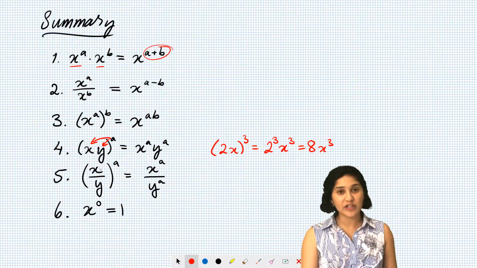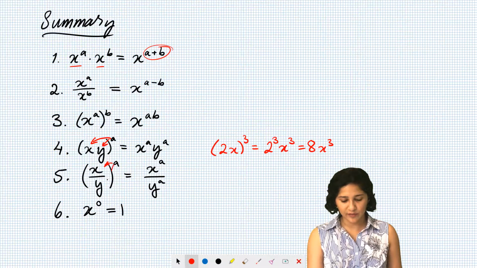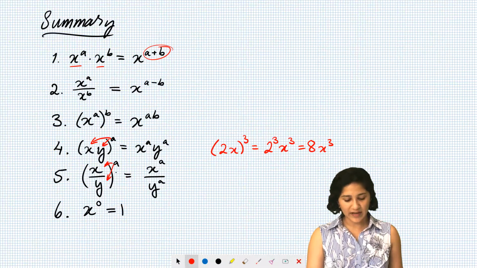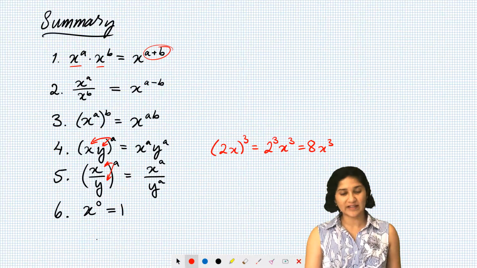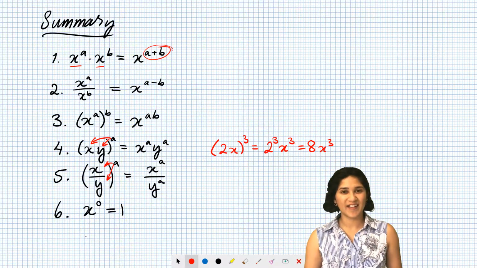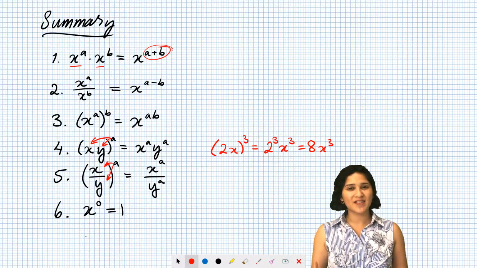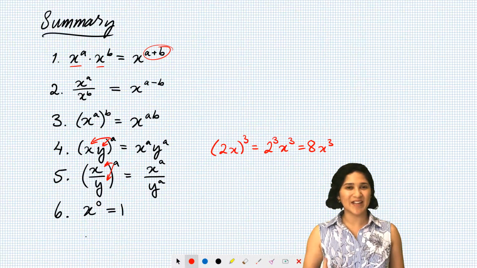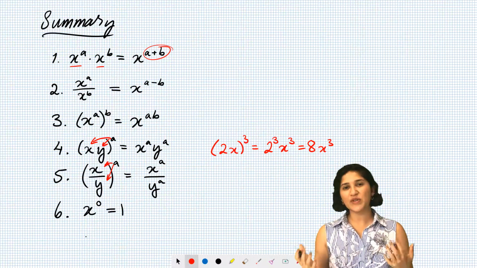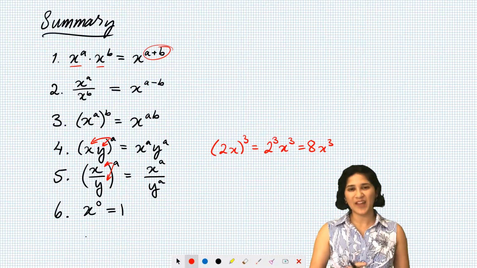Same thing if we've got division, the power distributes over the fraction. And finally, if we have x to the power of 0, that's the same as 1. All right? So I hope going through it that way helped you to make sense of all of the index laws and hopefully remember them better, and also not make the common mistakes.